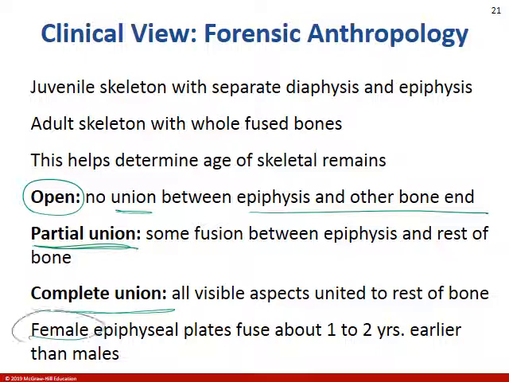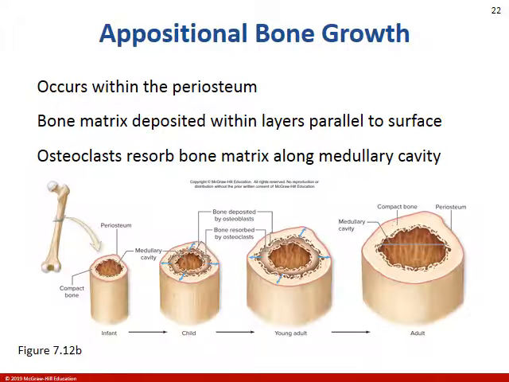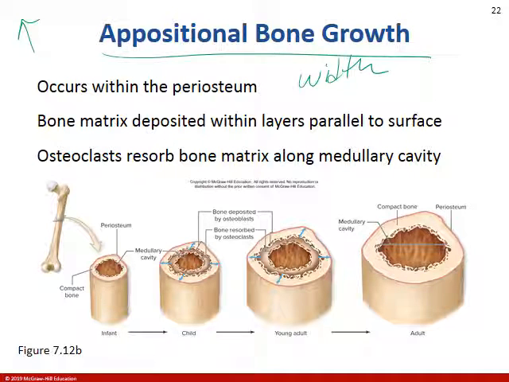Also, something to consider is that female epiphyseal plates fuse about 1 to 2 years earlier than males because of the strong effect that estrogen plays on the cartilage in the epiphyseal growth plate. The previous slides we were talking about interstitial growth, or growth in length. This image is showing you appositional growth, or width. You can see here the periosteum. Remember, we also have endosteum, and both of those have osteoblasts and osteoclasts.